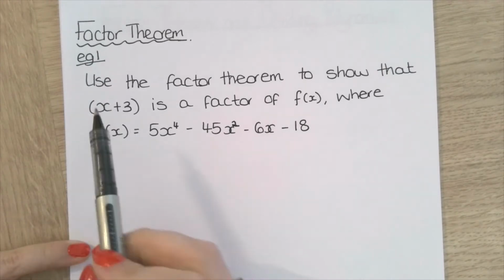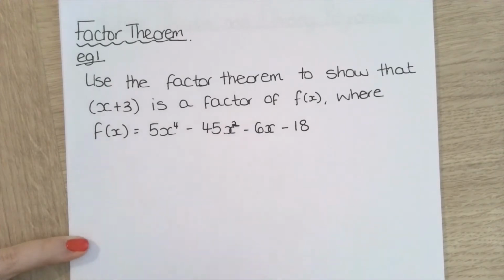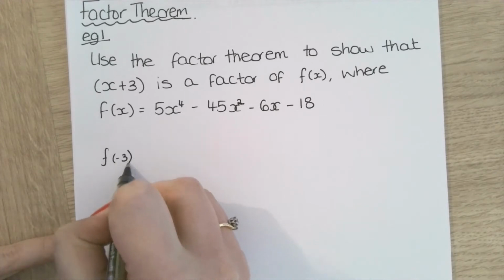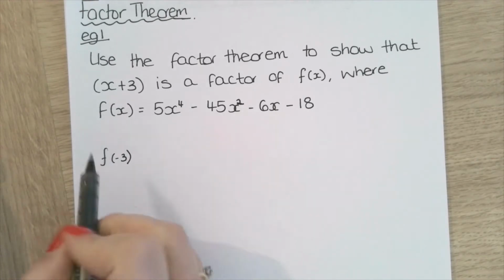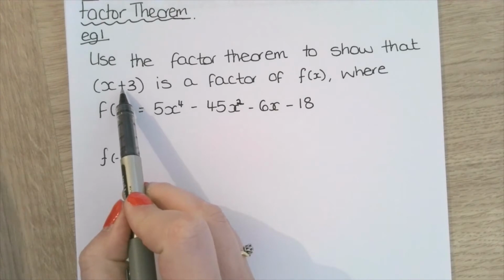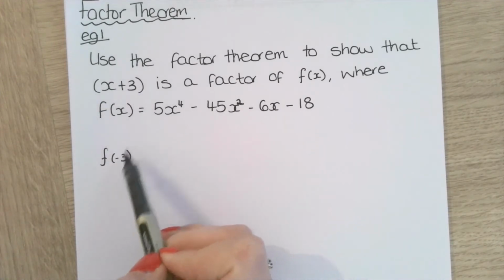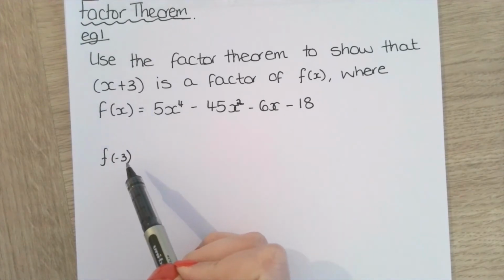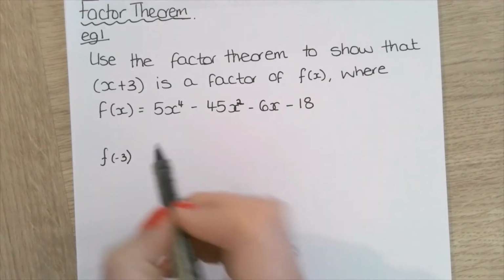So if I know that x plus 3 is a factor, to use the factor theorem I am going to do f of negative 3. So we need to understand functions to be able to sub this in. I take the opposite of what I've got in the brackets here. So here I've got positive 3, so I'm going to take negative 3. If x minus 3 was a factor, I'd be substituting in f of 3, but it's x plus 3, so I'm going to do f of negative 3.